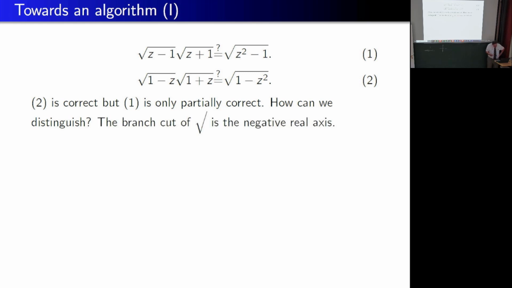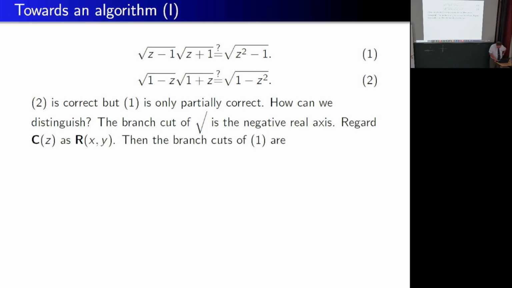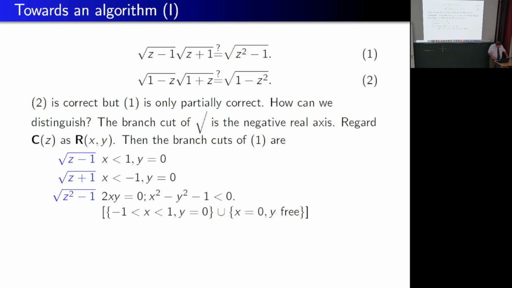Again, for the purpose of this, the branch cut of square root is inherited from log and is the negative real axis. So first of all, I'm going to regard the complex numbers as being x and y coordinates. Then the branch cuts for equation 1 are this. So z minus 1 has a branch cut along the negative real axis, but now starting at x equals 1, subtracting 1. My branch cut for z plus 1 is there. My branch cut for z squared minus 1 is this.